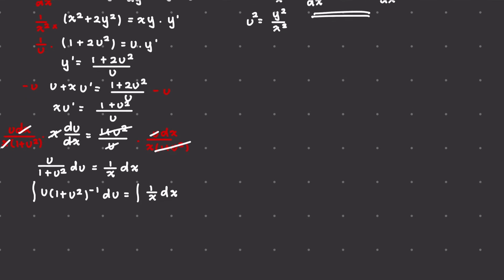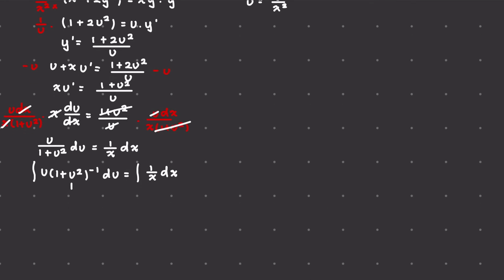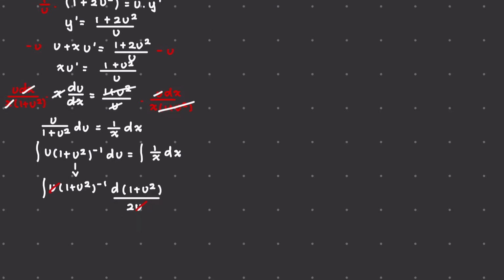So for the left hand side, let's do it over here, which is the integration of u times (1 plus u squared) to the power of negative 1 du. Let's try taking the derivative of 1 plus u squared here, which just gives us 2u, and we can see that we can cross out our u here. And so after you cross out the u's, our integration for the left hand side will just be 1 over 2 ln of 1 plus u squared.